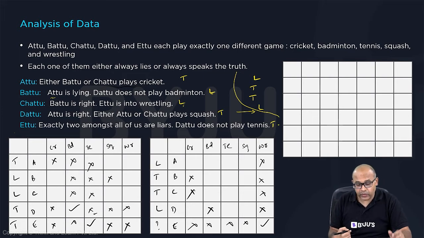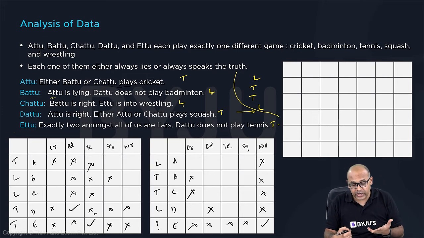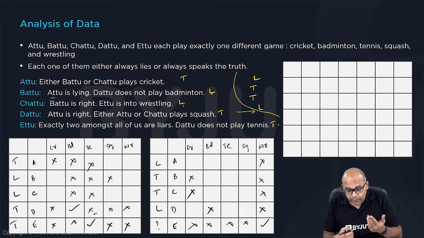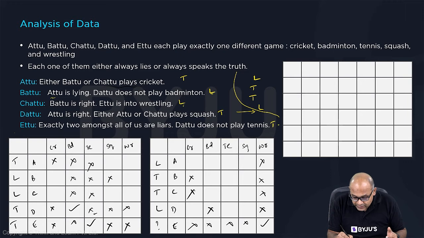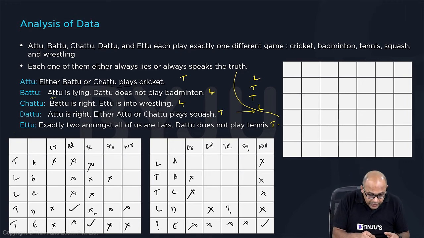Now E says, now the problem with E is we don't have anything to check. E says Dattu does not play tennis, and as of now, what is D doing? We don't know. You can see tennis, but we don't know what Dattu is doing. So unlike the previous case, we cannot confirm what is happening here. So this will give us two more possibilities.